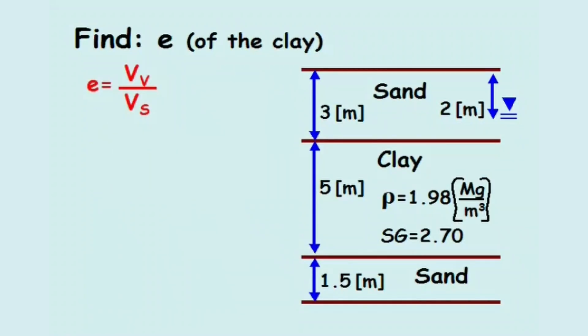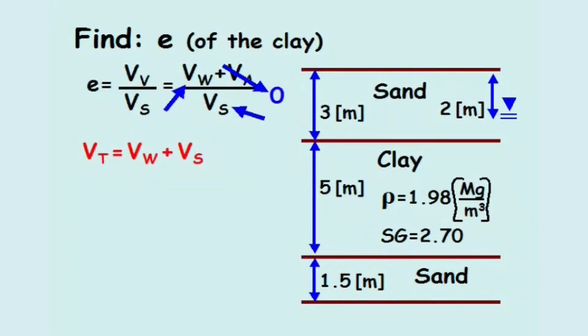The void ratio is defined as the volume of voids divided by the volume of solid material, where the volume of voids is equal to the volume of air plus the volume of water. Since the clay layer is beneath the groundwater table, its saturation is 100% and the volume of air is 0. Now to find the void ratio, all we need to know is the volume of water and the volume of solids.